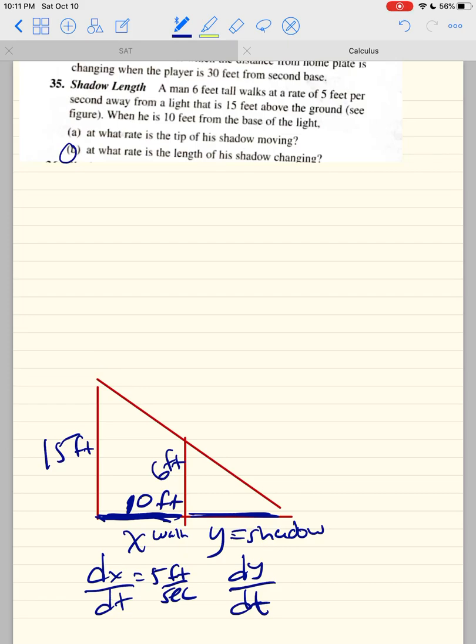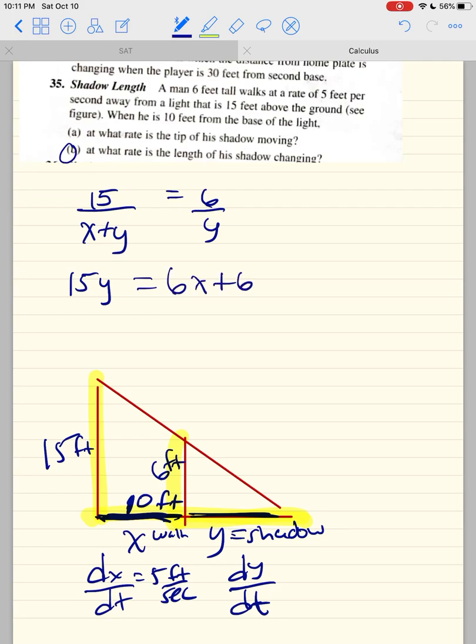So 15 feet is constant and 6 feet. Here's what I want you all to do. I want you to set up two proportions. I want you to set up 15 is to x plus y, as 6 is to y. Okay, so 15 is to x plus y as 6 is to y. Then we're going to cross multiply: 6x plus 6y. We're going to subtract the 6y and we're going to have 9y equals 6x.